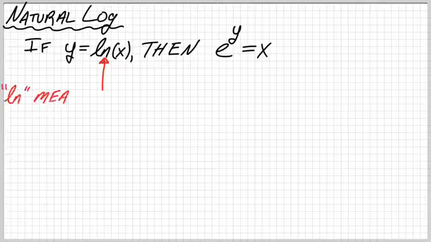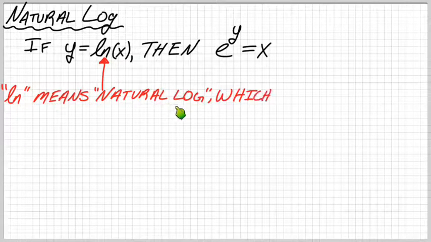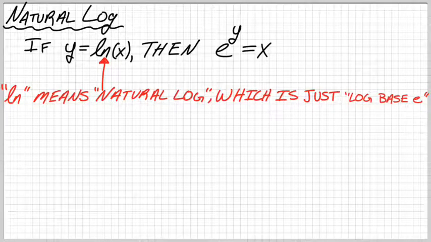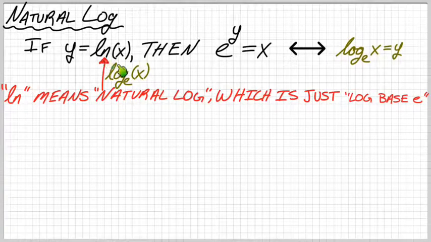So what you should know about ln is that it really means natural log, or natural logarithm, which is just a fancy way of saying log base e. So the other way you could express this in logarithmic form would be log base e of x equals y. So when you see ln of x, you know that's really just a fancy way to say log base e of x. It is the same type of logarithm we've already seen, just with a base of e.